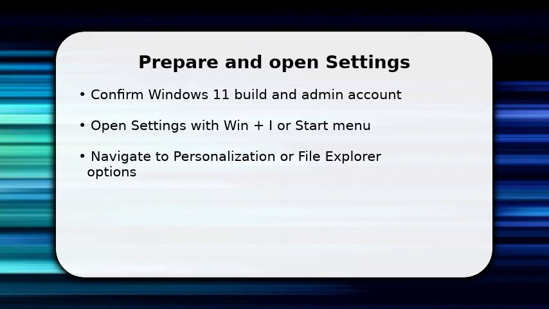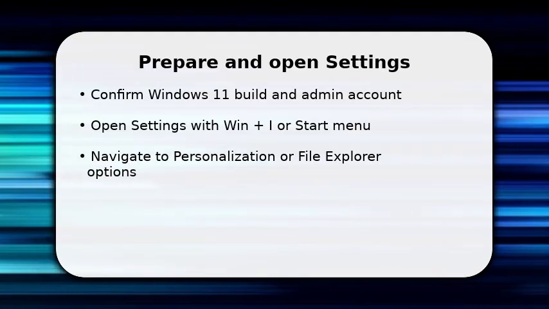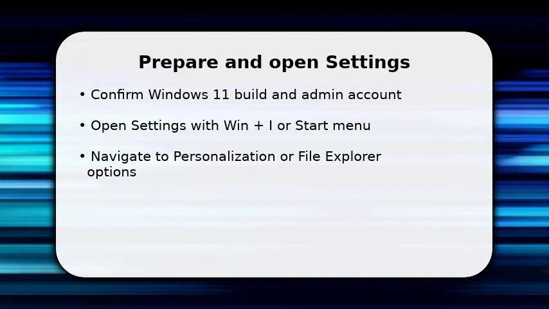Next, go to Personalization for context menus or open File Explorer and choose View Show options for file-specific items. These steps get you into the exact panels where Show More options changes live, so you can act precisely and quickly. You will now modify how the context menu expands.